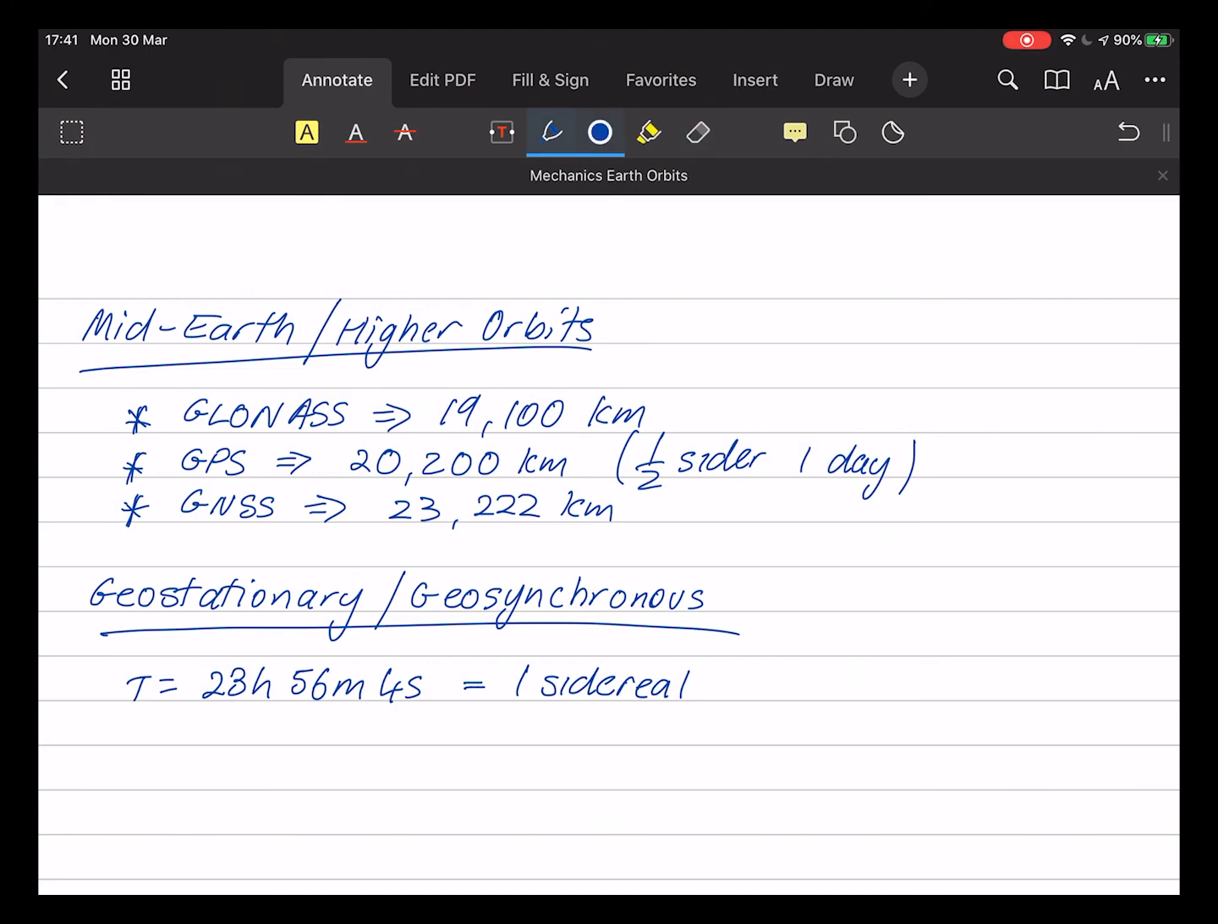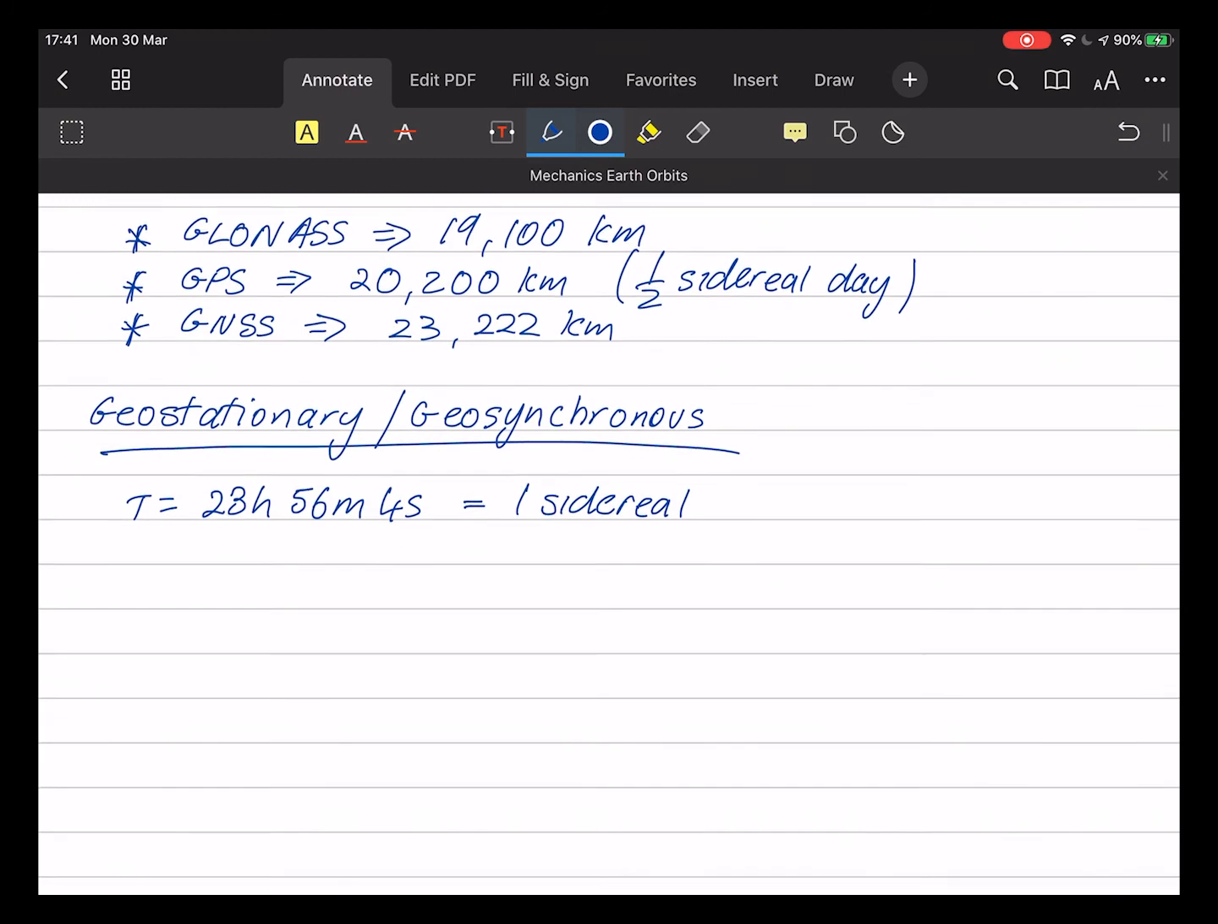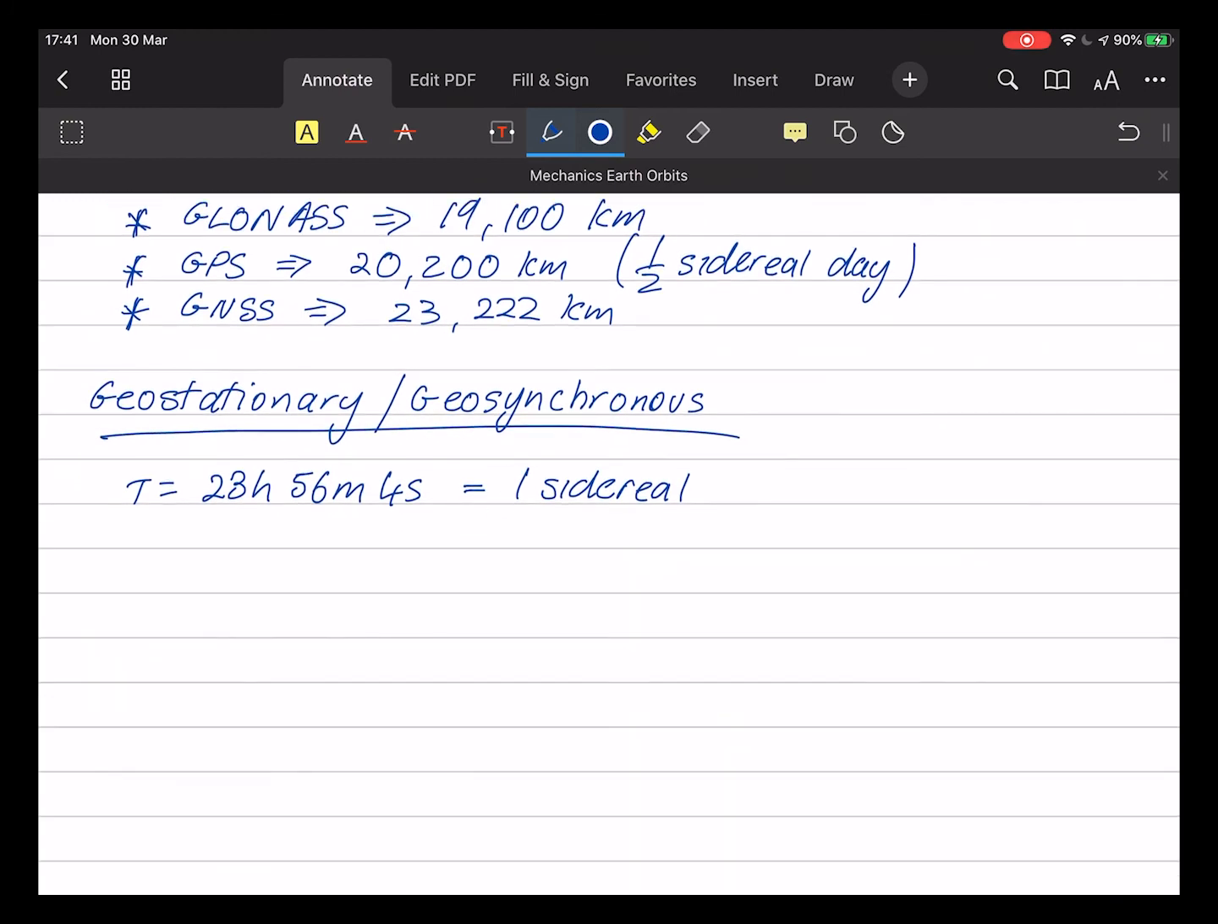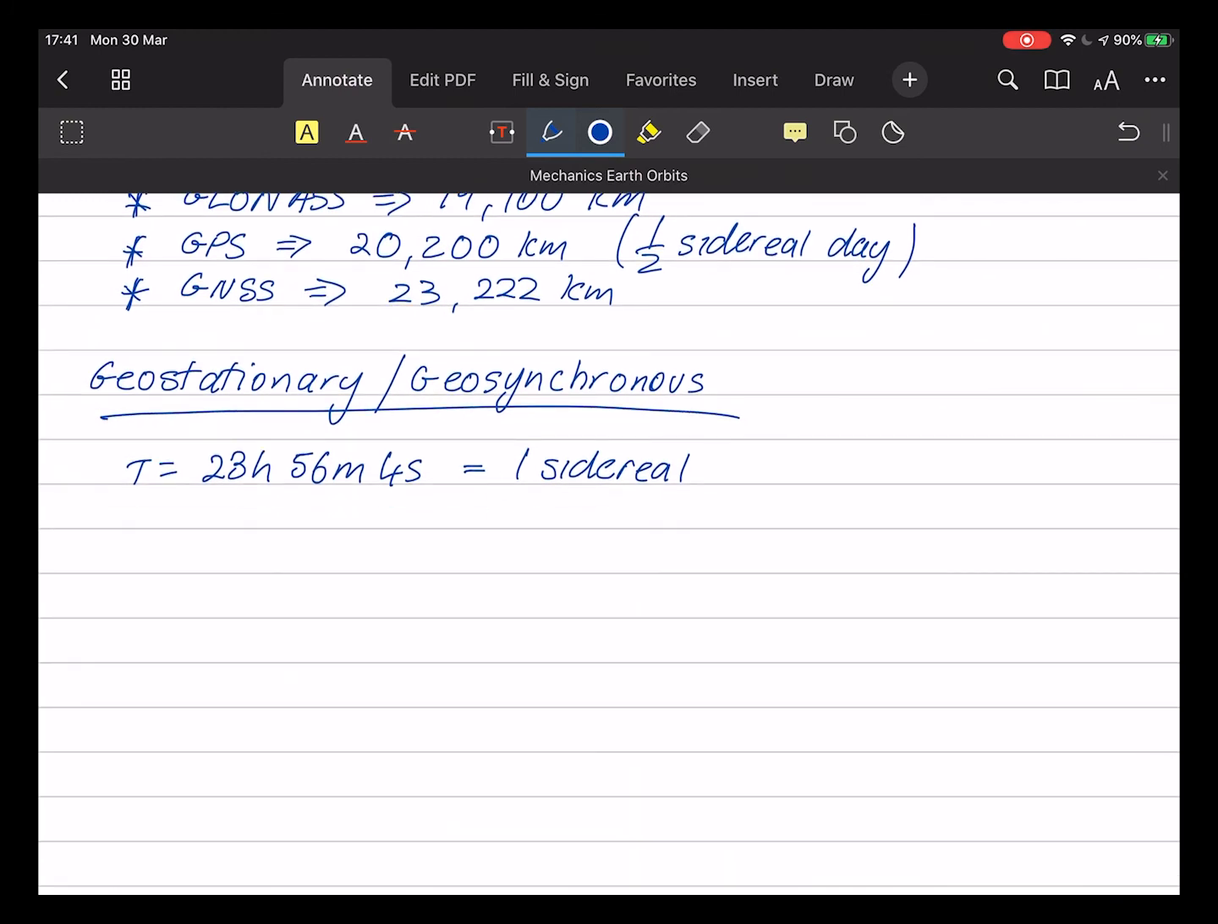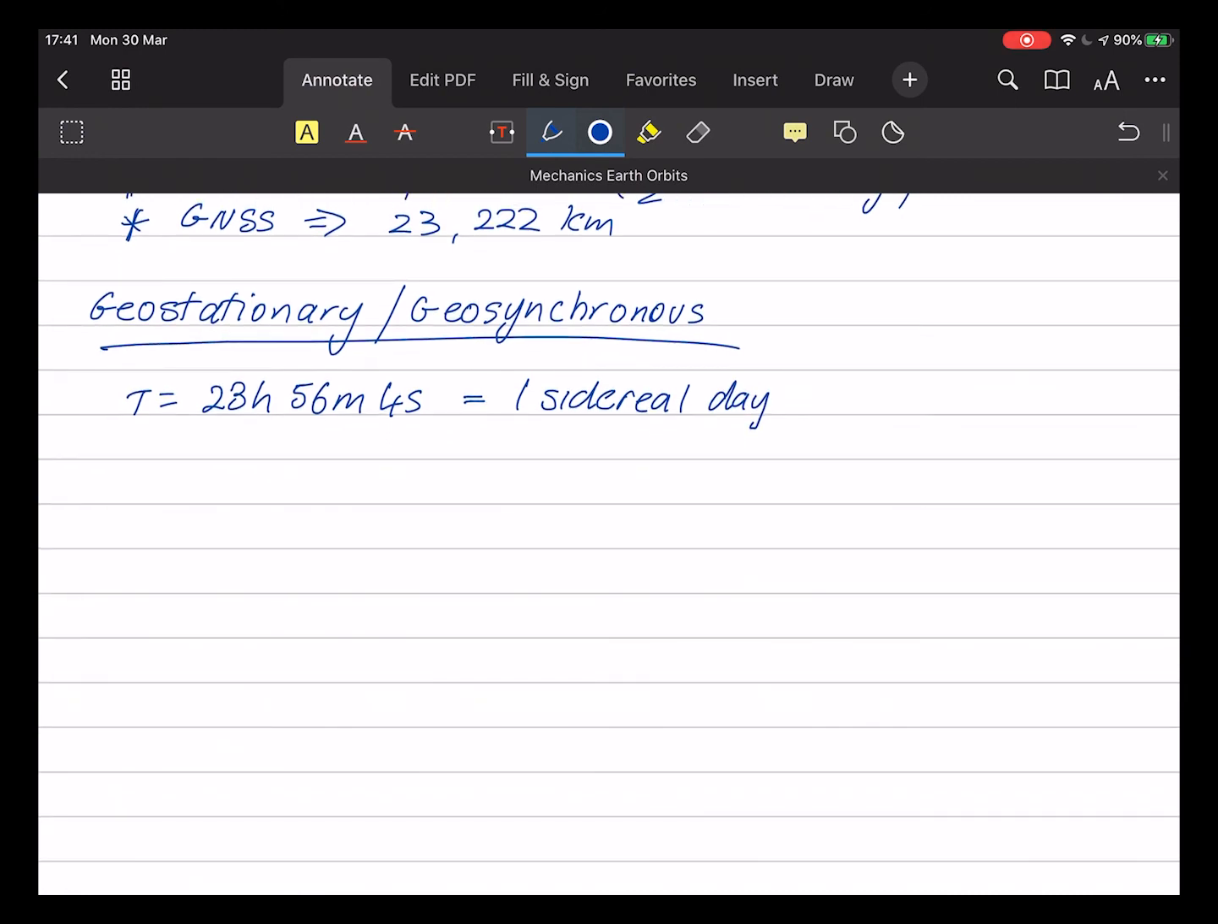I'll have to check it afterwards. Sidereal, I think that's right. It's just one sidereal day, and converting that to seconds is 86,164 seconds.